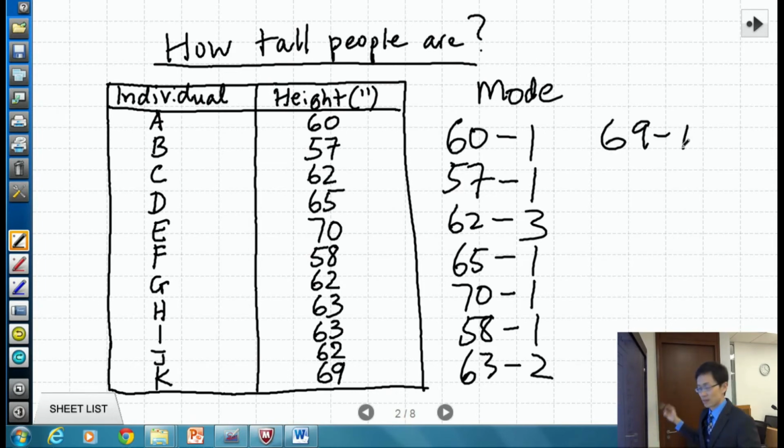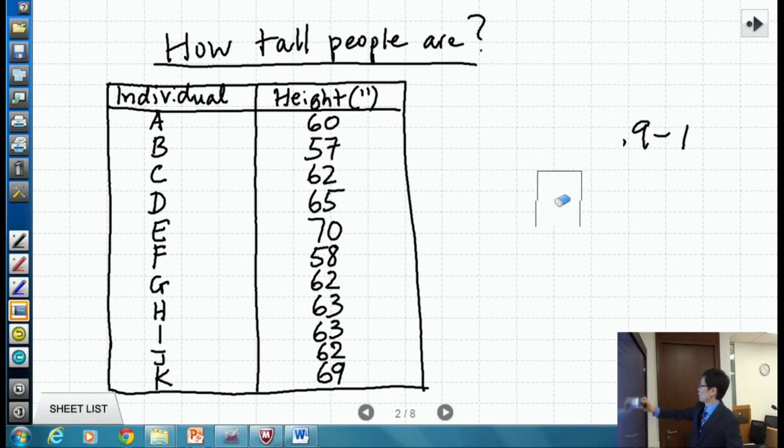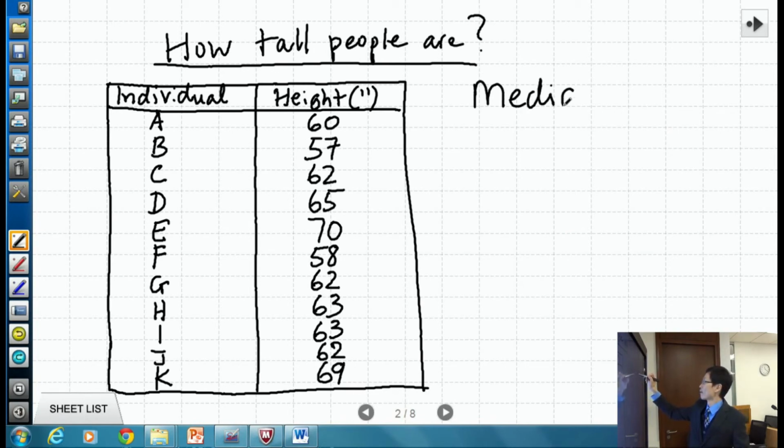So from this distribution, what do you think the mode is? Obviously, the mode is 62, because this is the most frequently occurring score in this whole distribution. The next method to describe your data is to use the method of median, which means the middle score in a distribution that has been ranked.